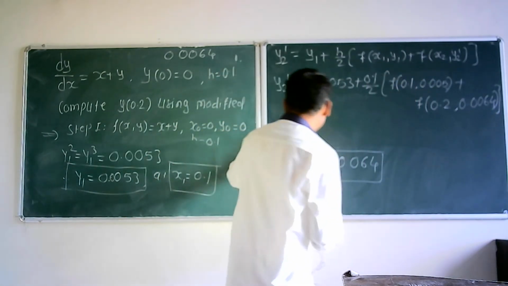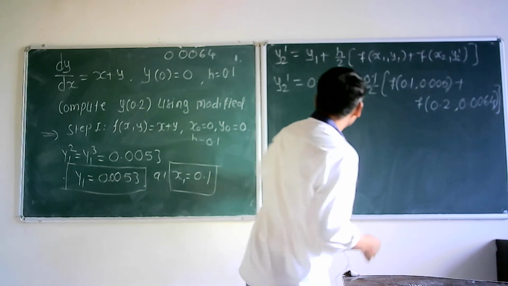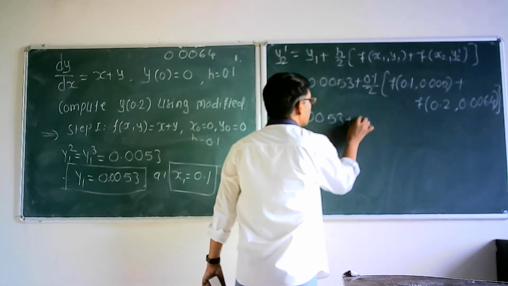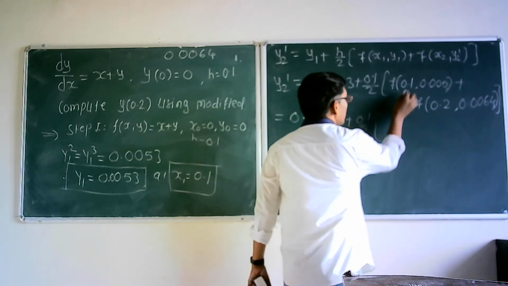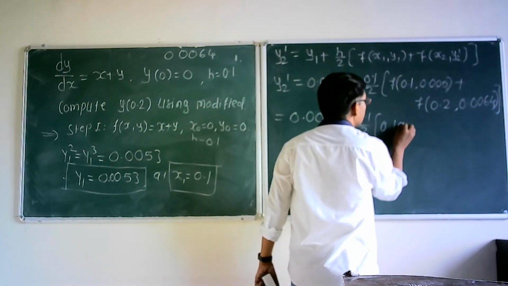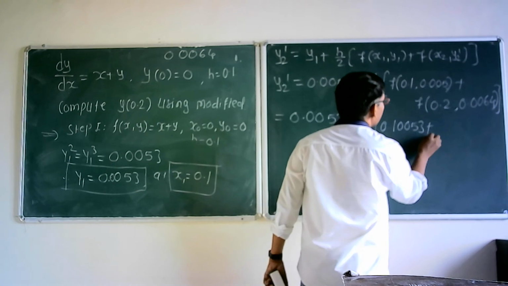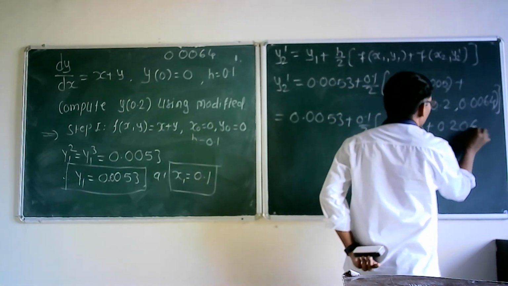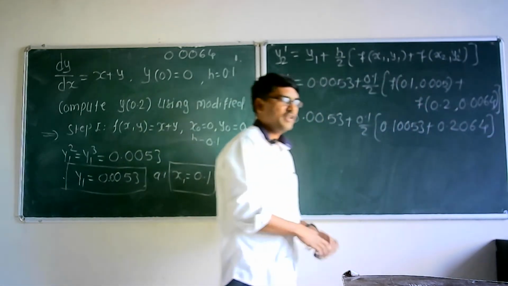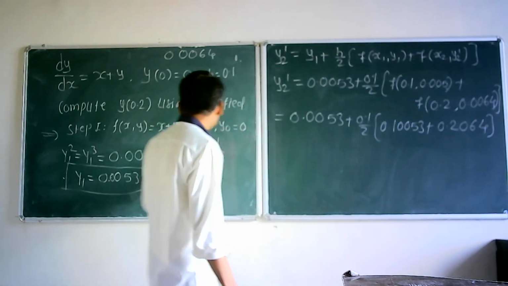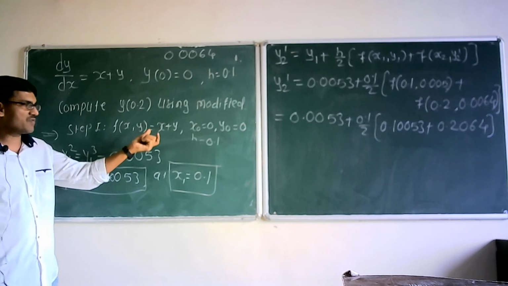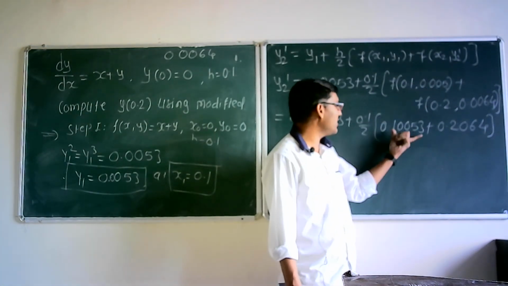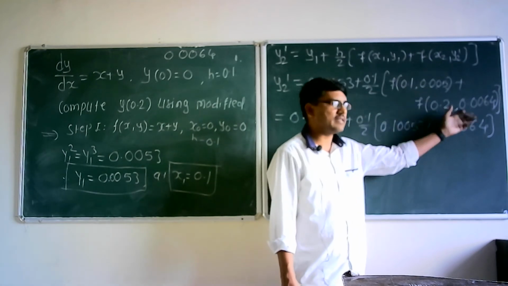So if we simplify this, we will get 0.0053 plus 0.1 divided by 2. If we add these two terms, 0.1053, plus, if we add these two terms, 0.2064. Why am I doing this addition? Because the given f of x, y is x plus y. So f of 0.1 and 0.0053 means we add the two of them. Here also it is the same, add the two.